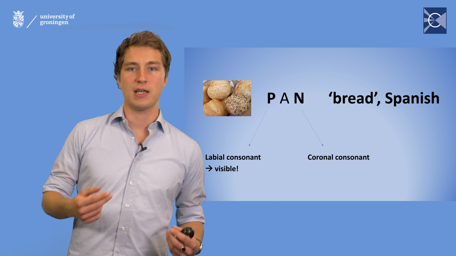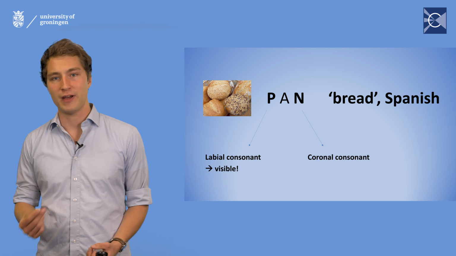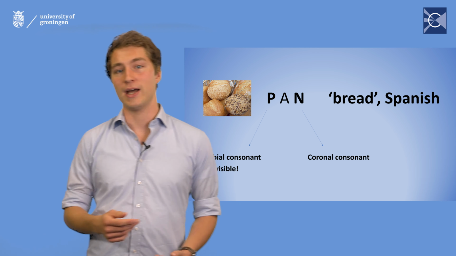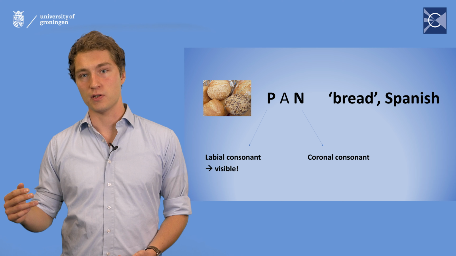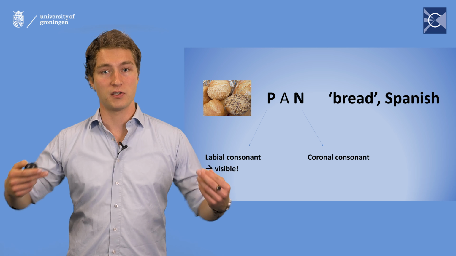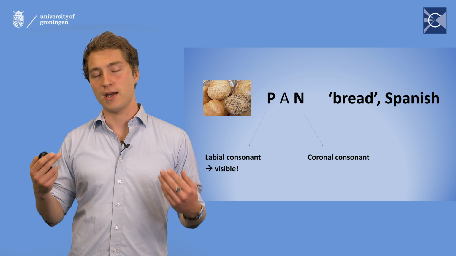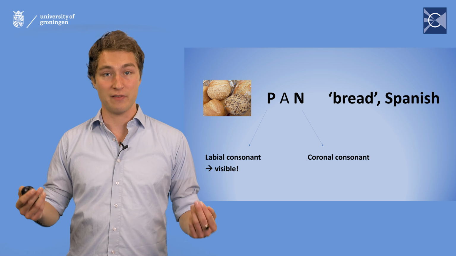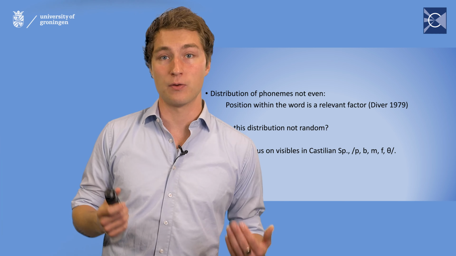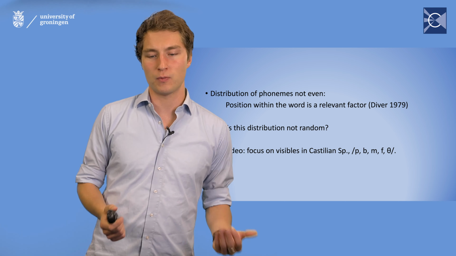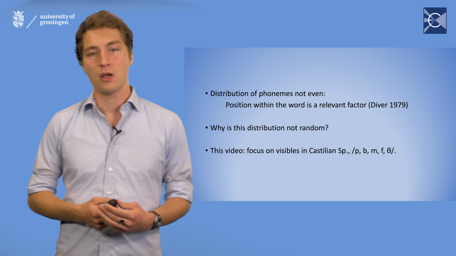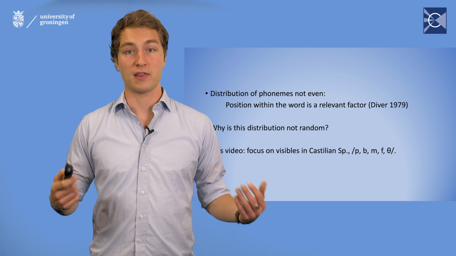And in many Columbia School Phonology studies, we have found high proportions of visible consonants at the beginnings of words and high proportions of coronal consonants at the ends of words, which is remarkable because given a large set of words in a language, you might expect that phonemes are distributed evenly within the words, but that's not the case. The position within the word is apparently a relevant factor. But why is this distribution not random? Why are phonemes not distributed randomly within words? That's the issue we will be discussing in this video.